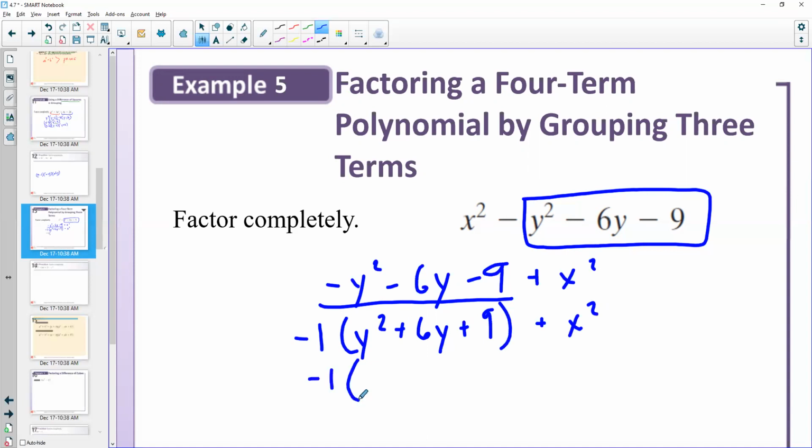Well, I could use AC test. I can use my sort of logical thinking. I know it has to multiply to 9 and add to 6. So that's got to be 3 and 3. I know both signs have to be pluses because everything's positive. Y plus 3, y plus 3. All that has to get applied to negative 1 plus x squared. And that's how that works. You can leave that like that, okay? Or we can redistribute things. All right, whatever works for you.